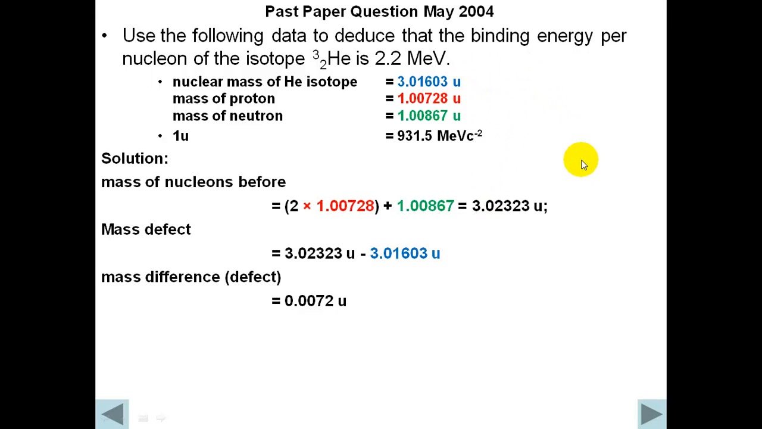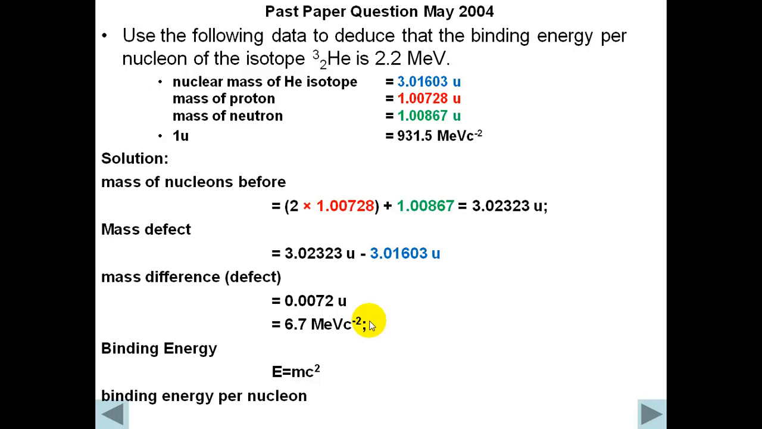Now we're told that 1 unified atomic mass unit is equal to 931.5 MeV per c squared, and that works out to be 6.7 MeV per c squared. What is this in terms of energy? E is equal to mc squared. The c squared cancels with the c to the minus 2. So we have E equal to mc squared, and you're going to end up with a value of 6.7 MeV, divided by 3 gives 2.2 MeV.